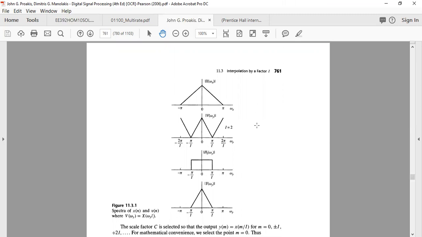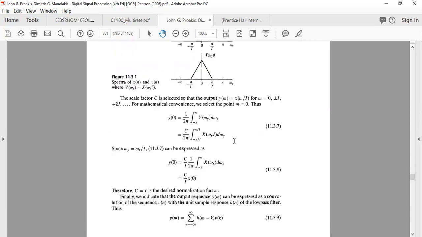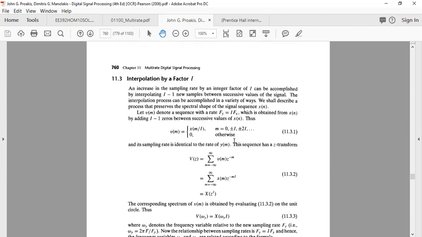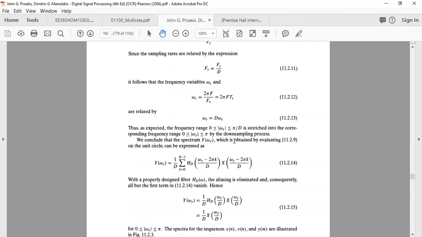When the number of samples changes, the domain it is in also changes. In this case, it was in terms of omega x. Now it has changed into omega y. This is happening because the number of samples is being changed as well. These are just the properties of upsampling and downsampling when we are plotting in terms of omega.